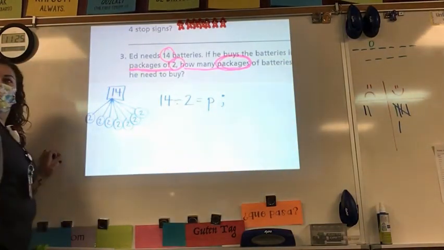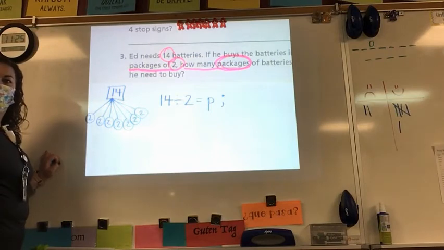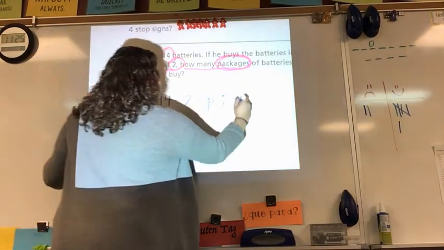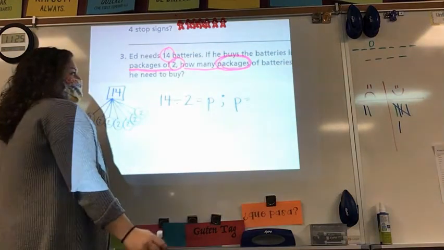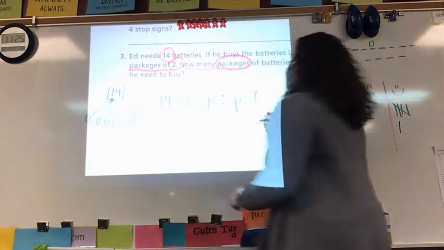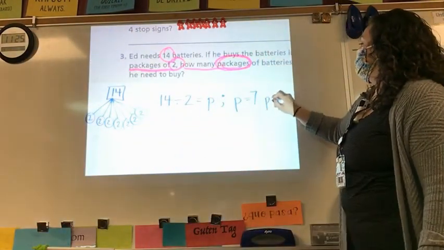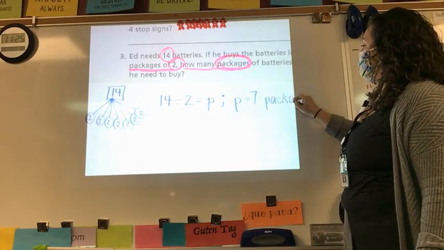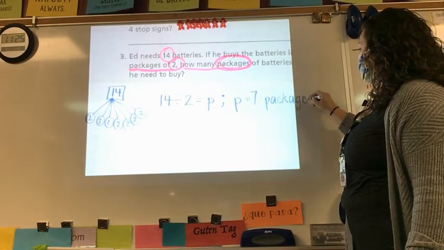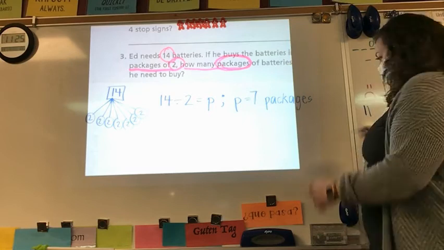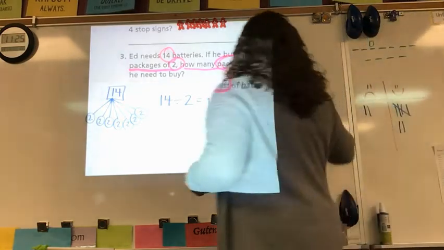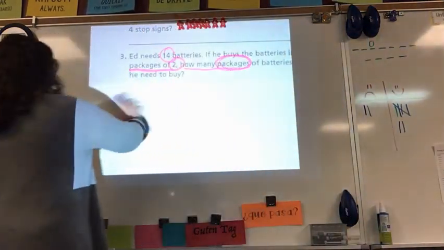Semicolon. P equals 7. 7 packages. Friends, you got everything right about that problem. That's the point. What do you say? Oh yeah! Oh yeah, please erase. Please erase.